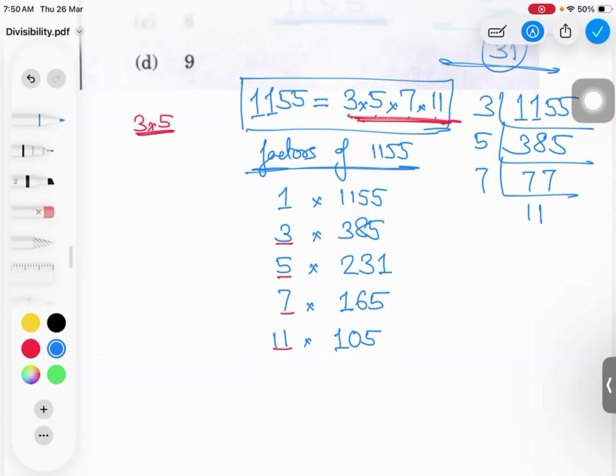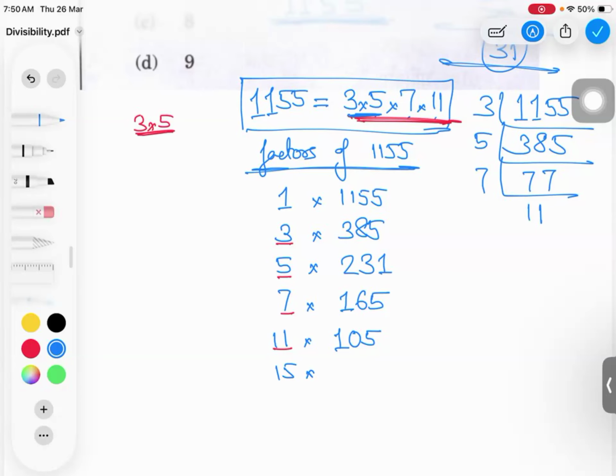Think about it. 3 times 5 times 7 times 11. 3, 5, 7, 11 are factors. So 3 times 5 is also a factor. If I just take this point, 3 times 5, let's do it. 3 times 5 is 15.